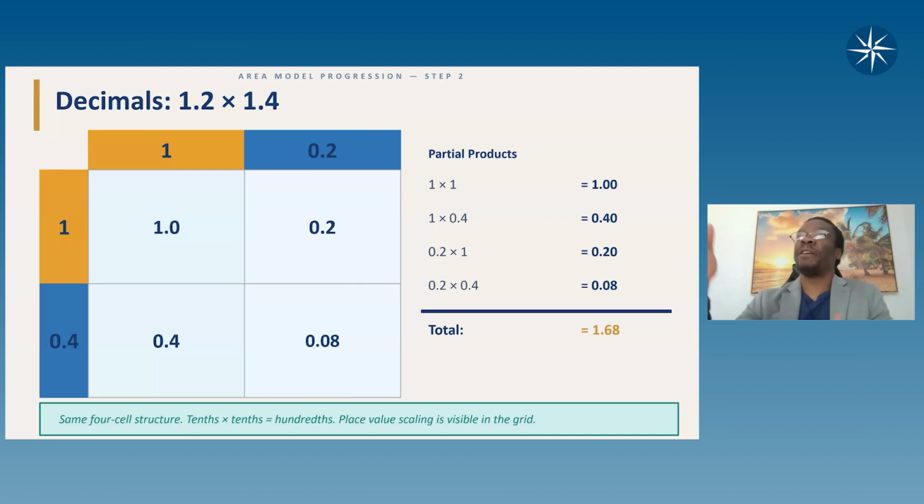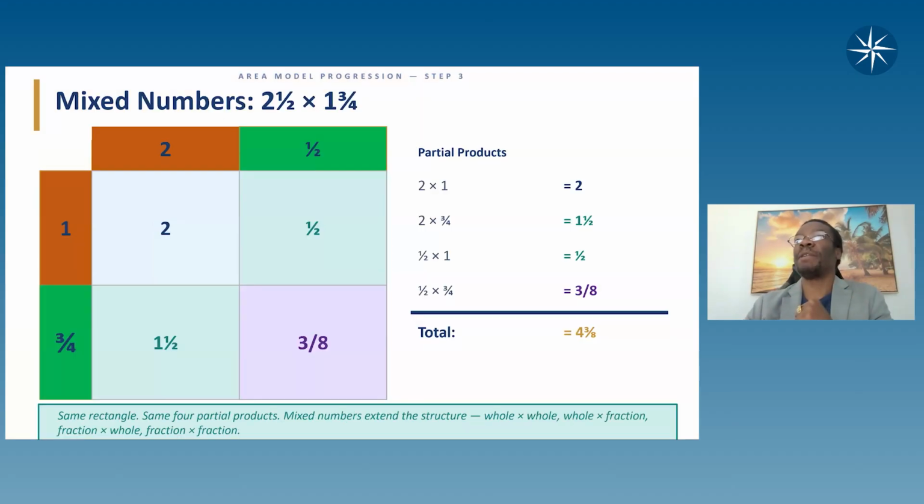With decimals again, here is another way that it's presented. 1.2 times 1.4, same concept. No need to elaborate there too much. Same thing with mixed numbers. We do it again here. Same concept.